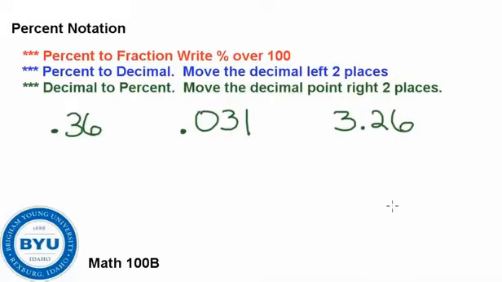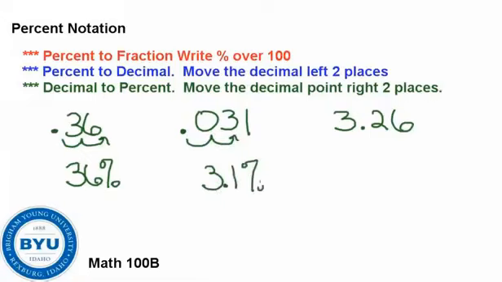Okay, how'd we do? You should be moving the decimal place to the right 2 spots. So this first one, you'd get 36%. On the second one, you would get 3.1%. And on the last one, you would get 326%. That's converting decimals to percents. Hopefully we did all right.